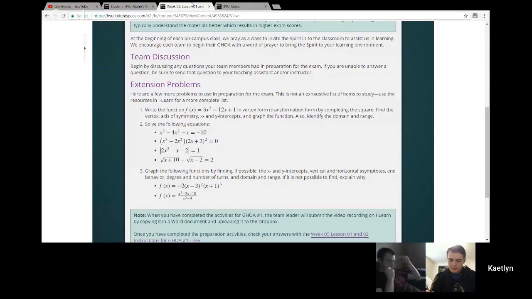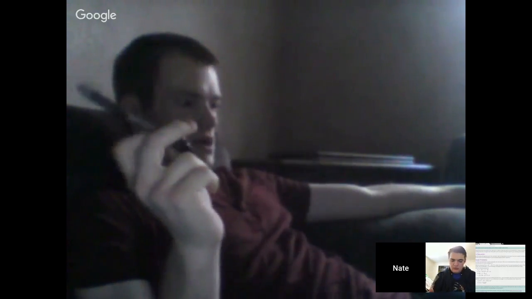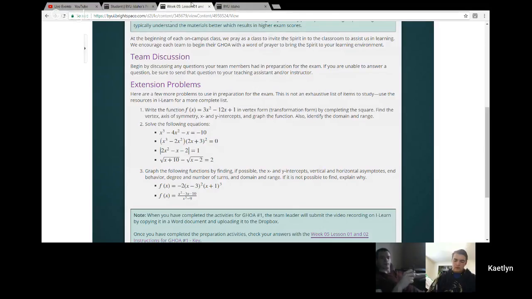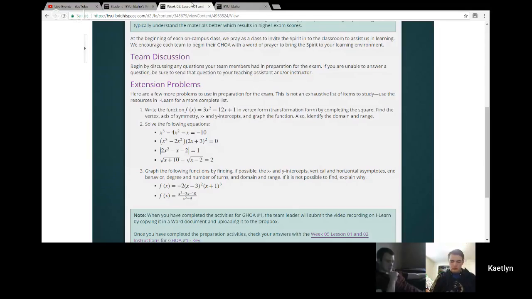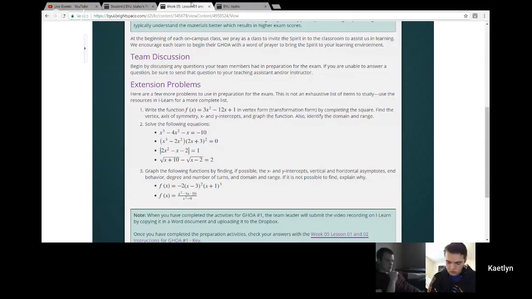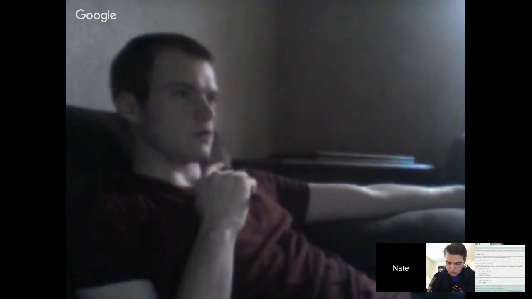So what you should have is the square root of x plus 10 equals 2 plus the square root of x minus 2. And then you square both sides. So what you should have is x plus 10 equals 4 plus x minus 2, plus 4 square root of x minus 2.